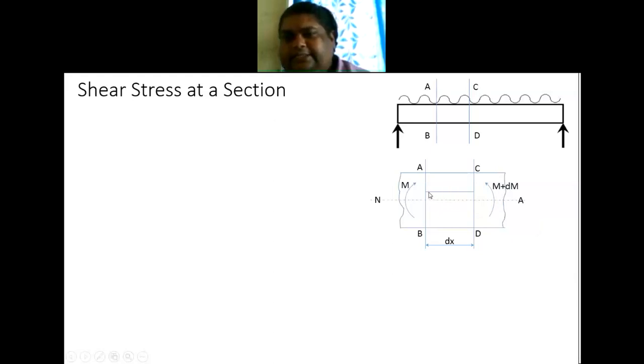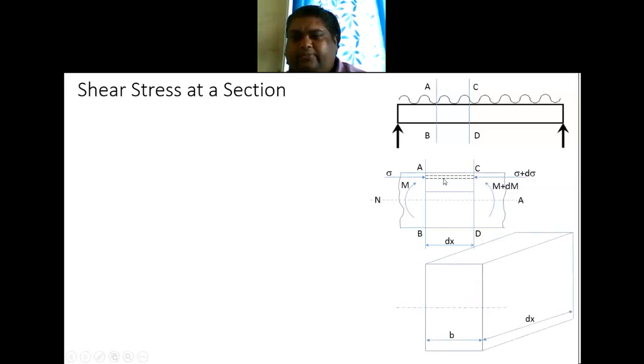Now I'm considering a line above the neutral axis, right? I need to find the shear stress in this particular section. Now in this section, I'm considering a small element. On section AB, the bending stress above the neutral axis will be compressive. So the compressive stress is equal to sigma here, and on the right hand side, that is on section CD, the stress will be compressive again, and the magnitude is sigma plus d sigma.